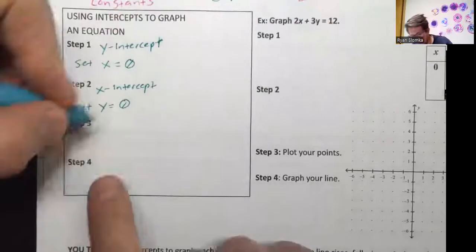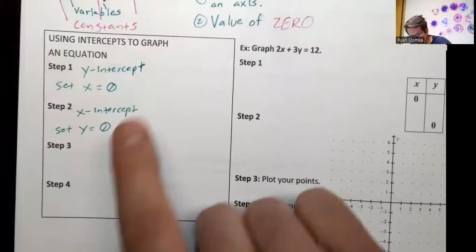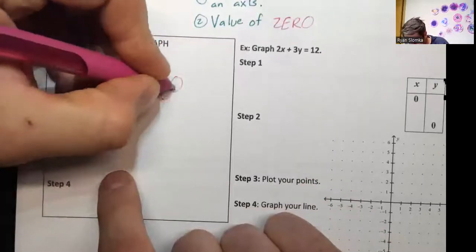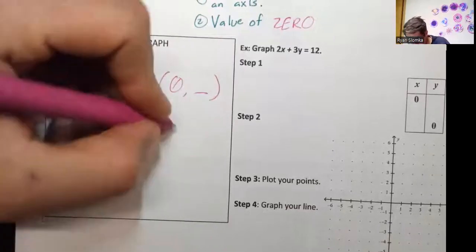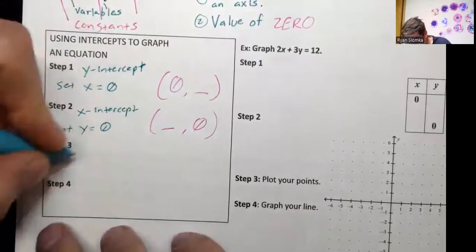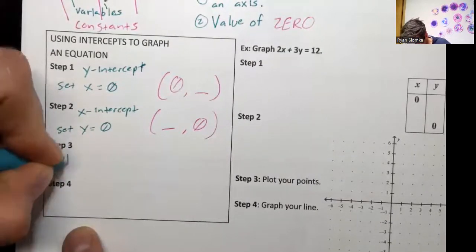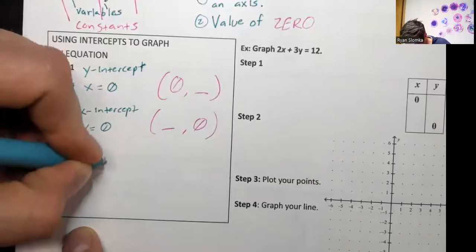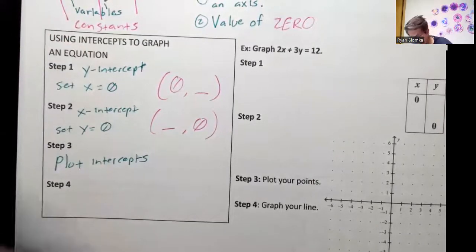Then step number 3. Once you have these values, you're going to create some points. Our first point is going to be (0, some number). And the second one is going to be (some number, 0). And these points are things that you can graph. So that's going to be our job for step 3. We're going to plot the points. These points are our intercepts, so we're going to plot our intercept points.